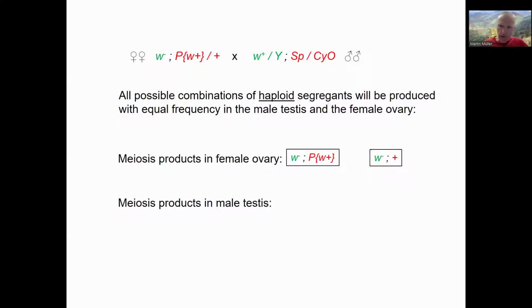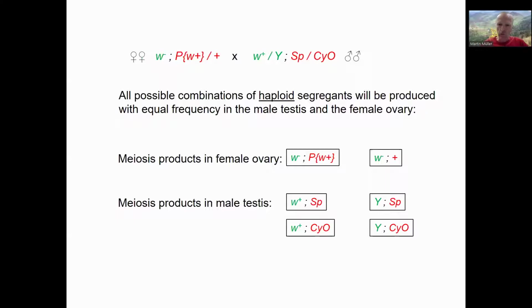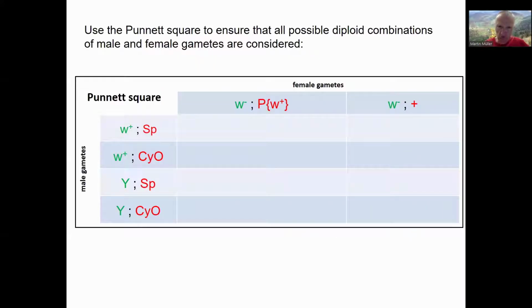A little bit more complicated in the male. There we have 4 different types of sperm. We have white plus sternoplural, white plus curly, white minus sternoplural, white minus curly. So these are the haploid gametes being produced in this cross here, and now we have to combine them in all possible combinations. And I urge you to use for this a Punnett square here.